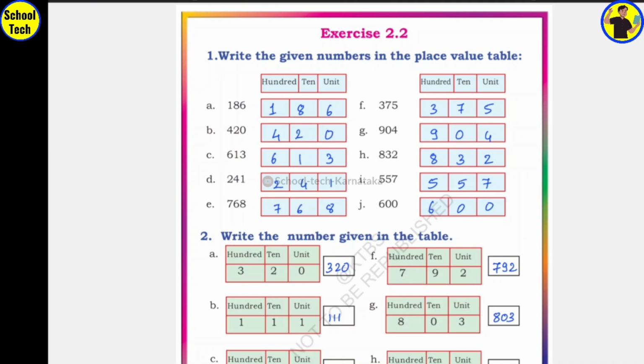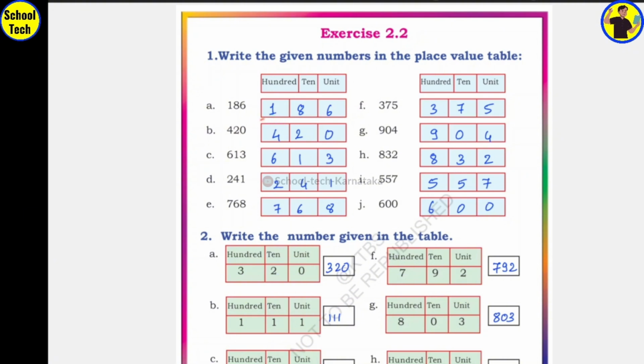Today we will be starting with exercise 2.2 of 3rd standard mathematics chapter 2. So let's see what do we have in exercise 2.2. The first one is write the given numbers in place value table. The first given number is 186. So we need to write 6 in units place, 8 in tens place and 1 in hundreds place.